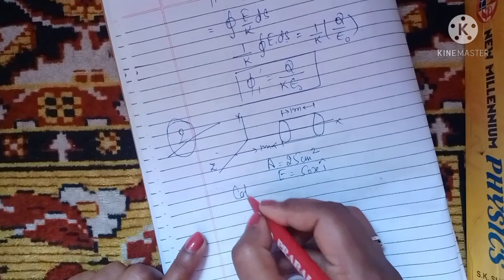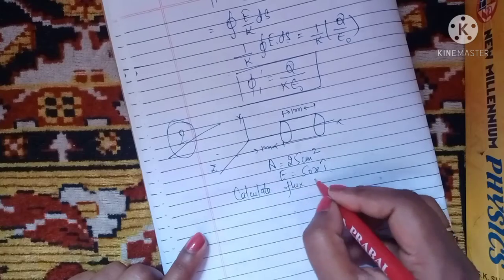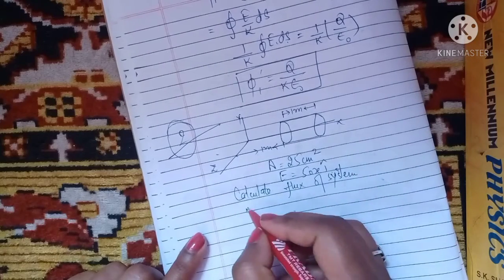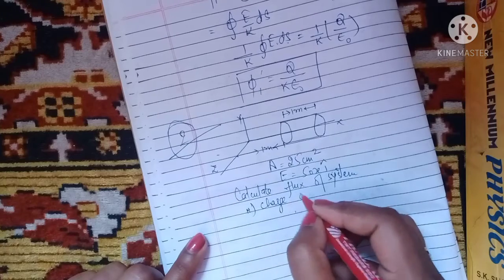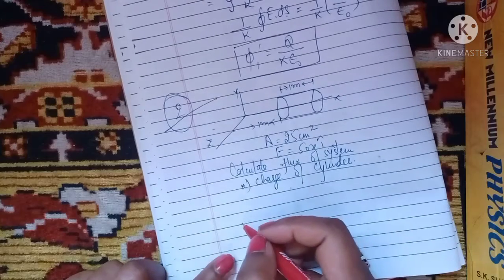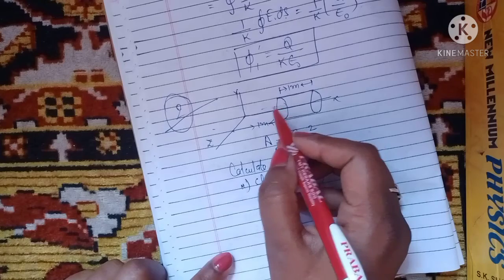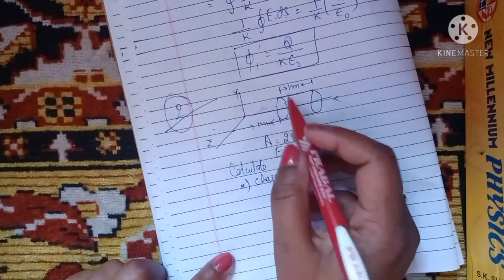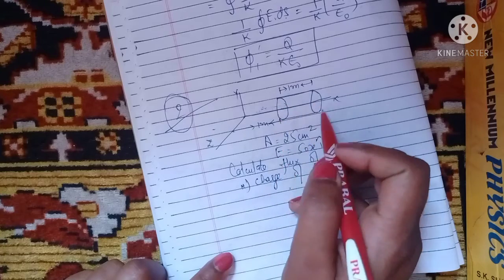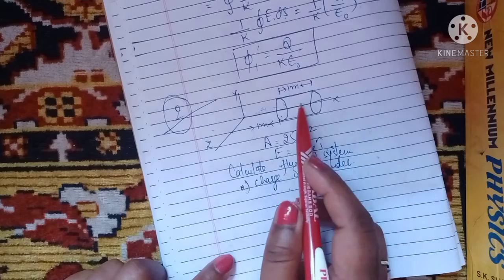You have to calculate the flux through the cylinder, the flux of the system you can say, and the second is the charge of the cylinder. A similar question to that of the cube. Now let's calculate. First of all, as we know, the electric field is going like this and the area vector is going like this, so there is an angle of 180 degrees. One thing is always known to us, that the flux through a curved surface is always equal to 0. So there is no need to calculate it here.